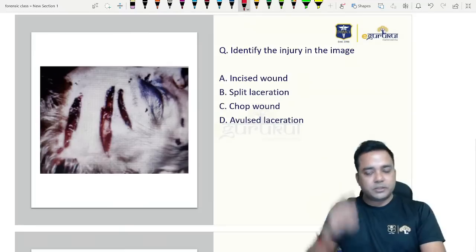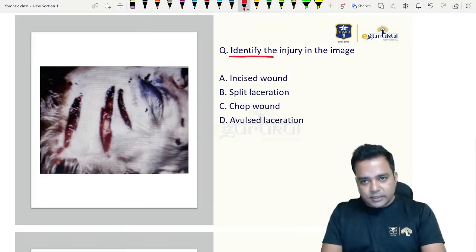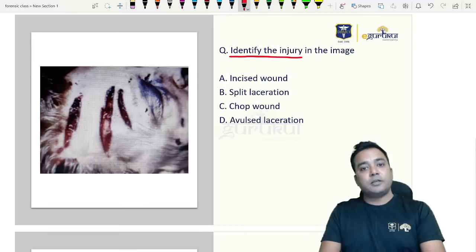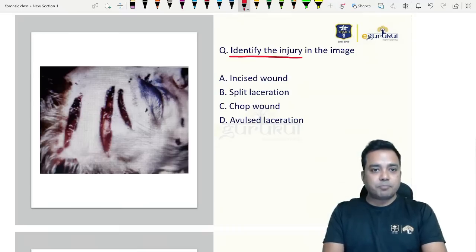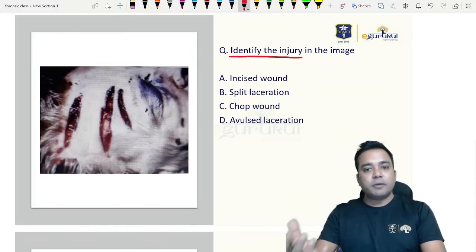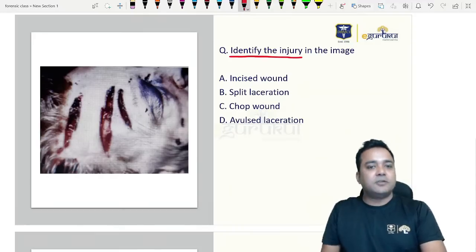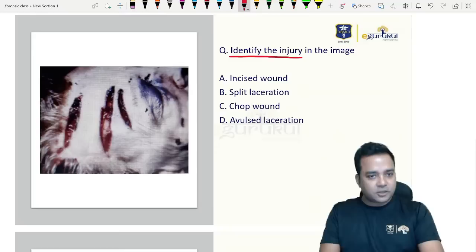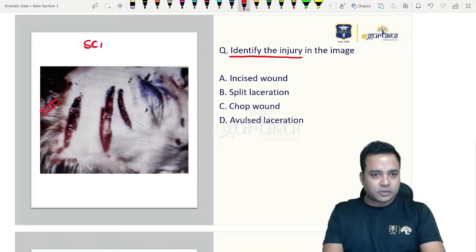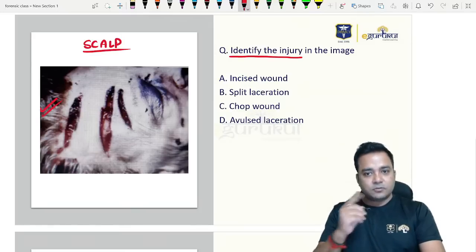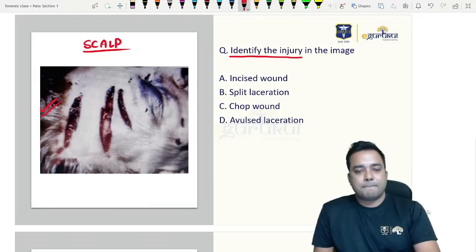They showed you an image with some injury over the forehead, and recently I came to know that a history had been given with it: some people have used a blunt weapon and a sharp-edged weapon, both types of weapon, and they have attacked a person, and this is the injury over the body of the person. They showed you the injuries over the scalp area. This was the area of concern.